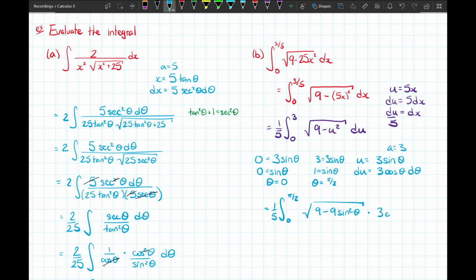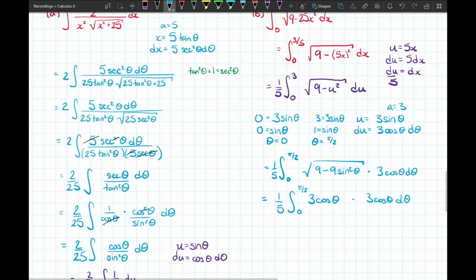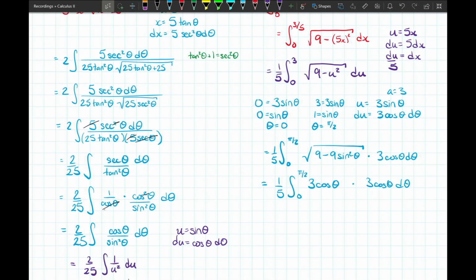This is now 3 cosine theta d theta. Okay, well, we've seen something similar to this before. 9 is factored out, leaving us with 1 minus sine squared theta. That is replaced with cosine squared theta, and then we can square root the entire thing. This becomes 3 cosine theta. And we also have an additional 3 cosine theta. So let's combine all the factors together, move the constants out front, find the antiderivative, and evaluate.